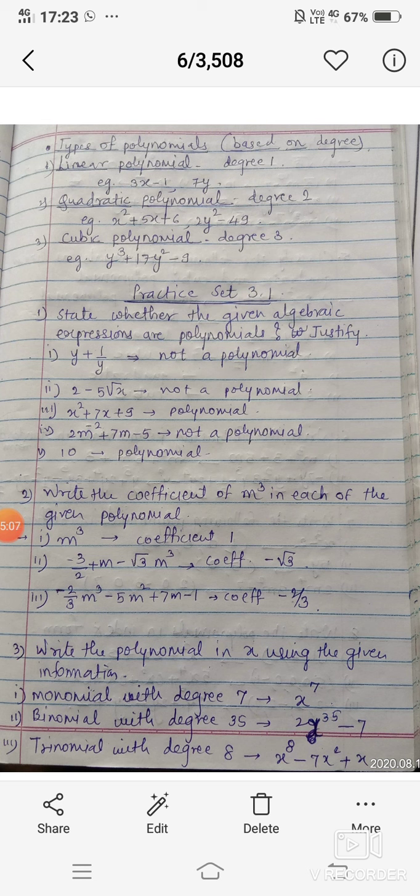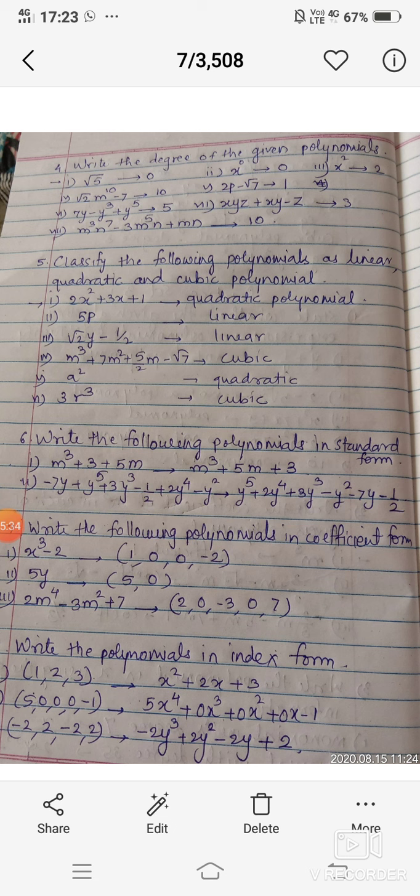Write the degree of the given polynomials. First is root 5, a constant polynomial, so the degree is 0. x raised to 0, so the degree is 0. x raised to 2, degree is 2. Root 2 m raised to 10 minus 7, the highest power is 10, so the degree is 10. 2p minus root 7, so that degree is 1. Similarly, for the next examples, the degree is 5.